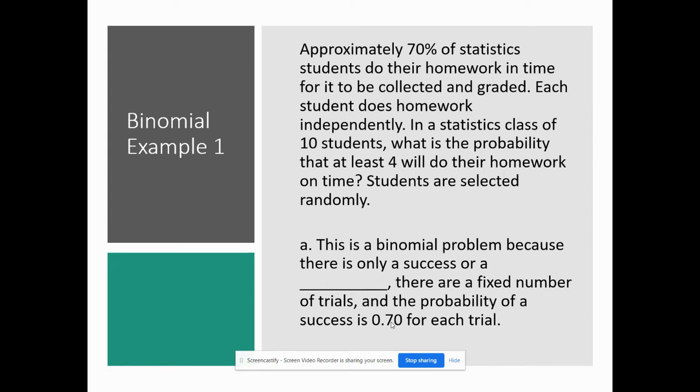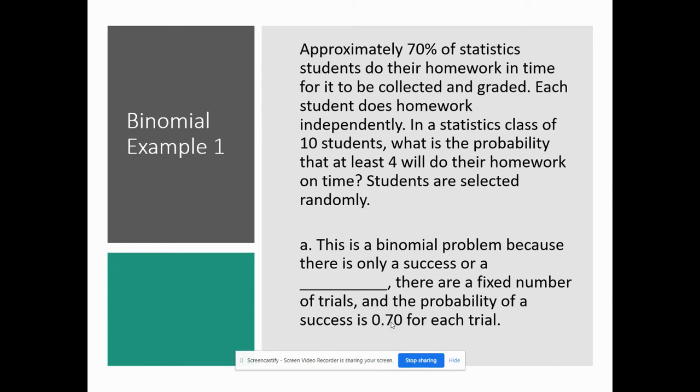Approximately 70% of statistics students do their homework in time for it to be collected and graded. Each student does homework independently. In a statistics class of 10 students, what is the probability that at least 4 will do their homework on time? Students are selected randomly.